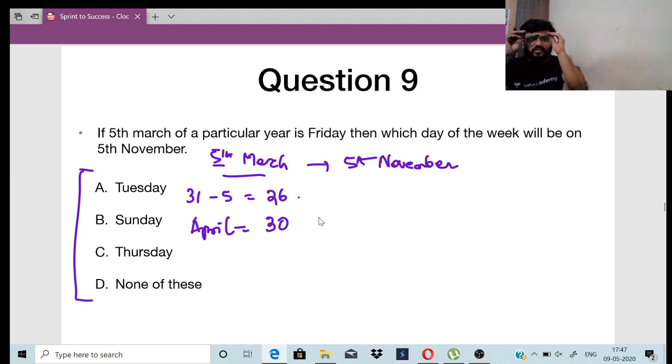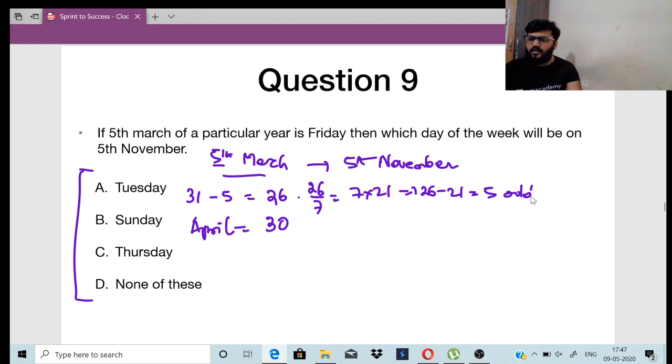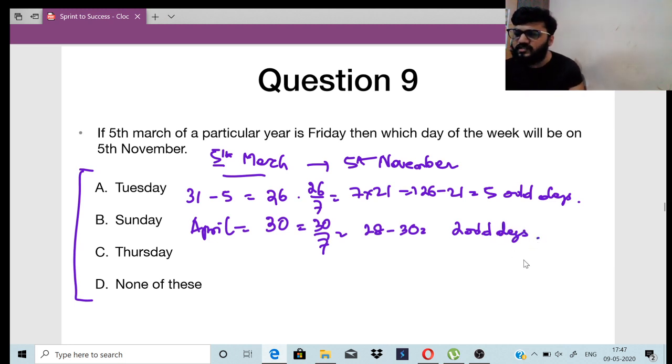How will you find out the number of odd days here? 26 divided by 7. 7 into 3 is 21. So 26 minus 21, 5 odd days. Then here 30 is there. 30 divided by 7, 30 minus 28, so you will get 2 odd days. That is how you will be calculating the number of odd days.